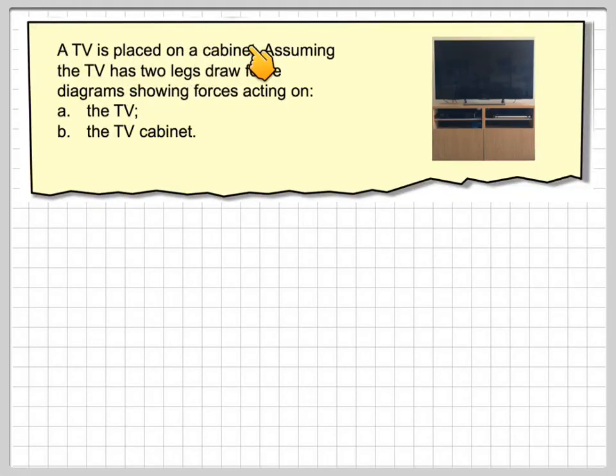A TV is placed on a cabinet. Assuming the TV has two legs, so we're going to assume that's one leg, that's the other leg. Draw a force diagram to show the forces acting on the TV and on the TV cabinet.